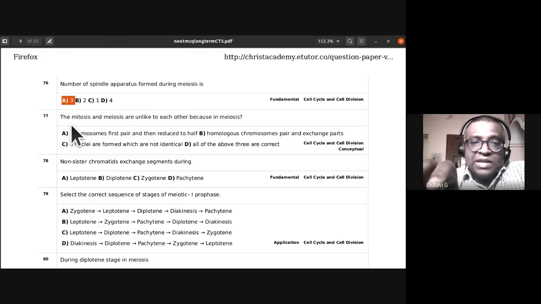The same 1 cell undergoes 2 divisions. After meiosis 1, it doubles, and each cell will be forming 2 cells. So there 2 spindle fibres form, one for each daughter cell. So totally, it is 3 spindle apparatus formed during meiosis.